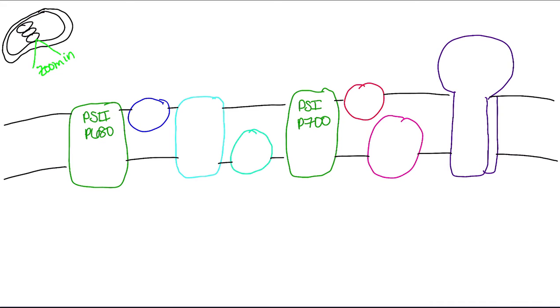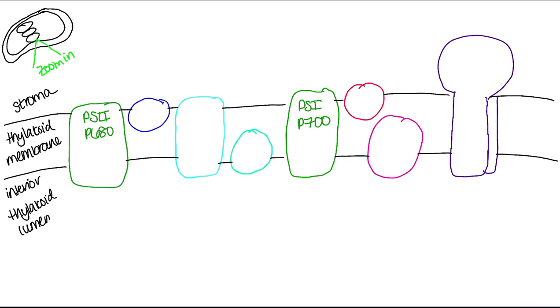And before we start naming the other complexes, let's orient ourselves really quick. The top of our image will be the stroma, and this is our thylakoid membrane. The inside, I'm going to write interior, this is the thylakoid lumen. So hopefully this gives you some orientation as to where we are. And then let's continue naming some of these complexes. The other complex that we're going to name is a cytochrome complex. And you'll see why that is important in a little bit.